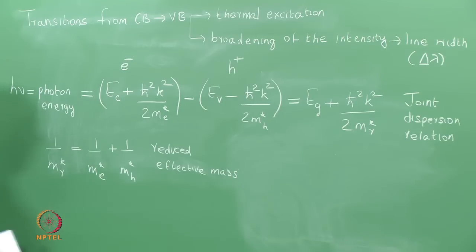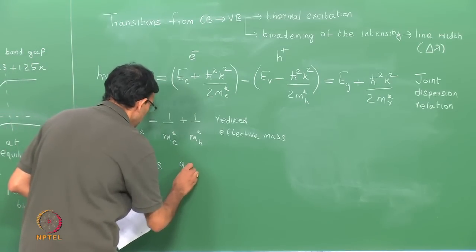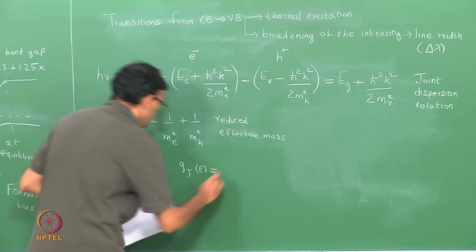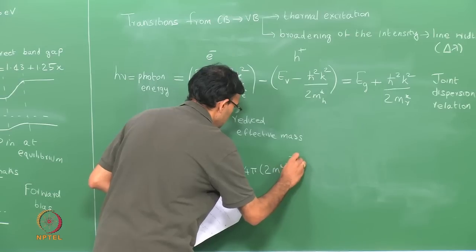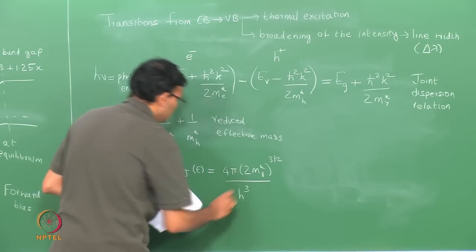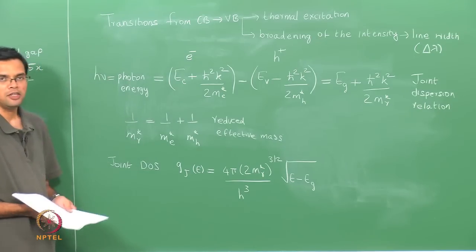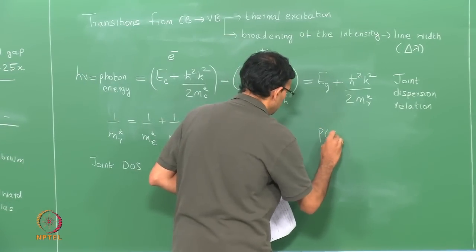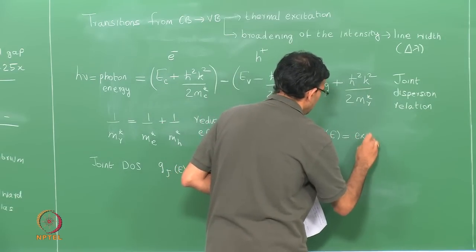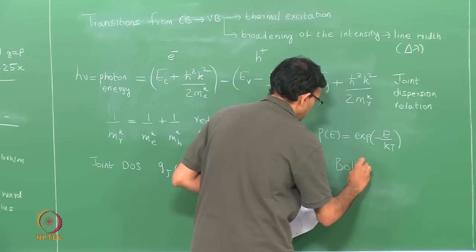We can similarly define a joint density of states. Again, if you assume a solid with a uniform potential, then the joint density of states is 4 pi times (2 mr star) to the power 3/2 over h cubed, times the square root of E minus Eg. We also need the occupation probability. You can assume that the occupation is a simple Boltzmann function, so that P of E is just exponential minus E over kT. So, this is a Boltzmann approximation.